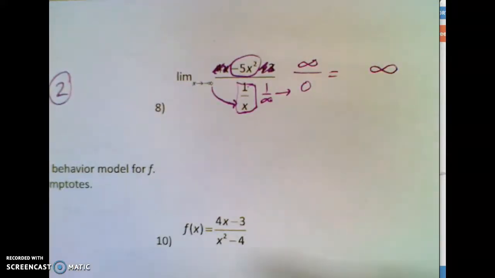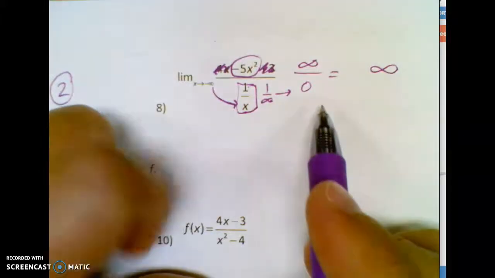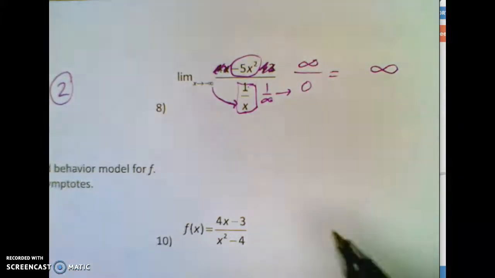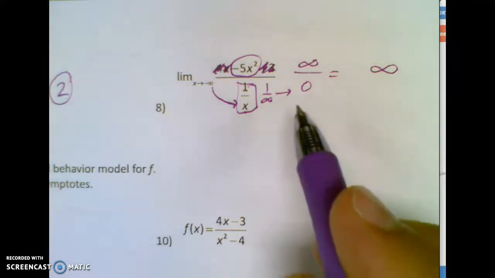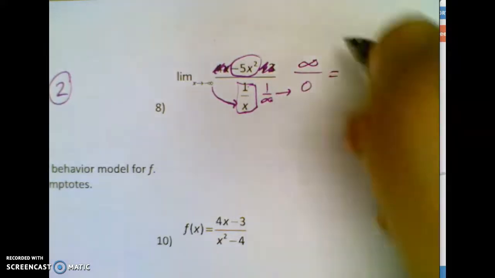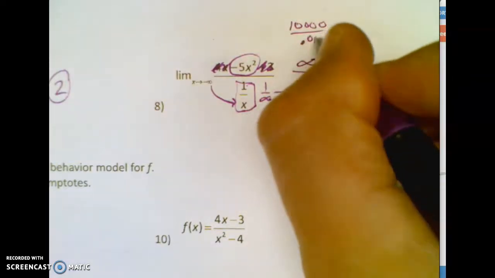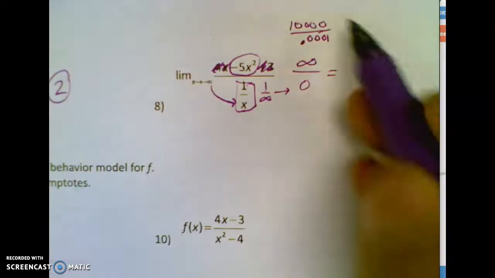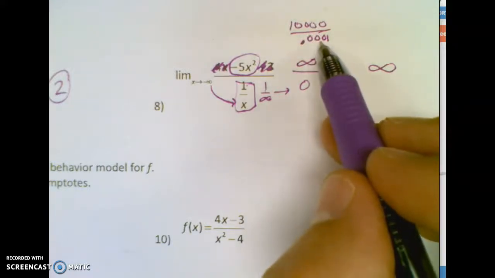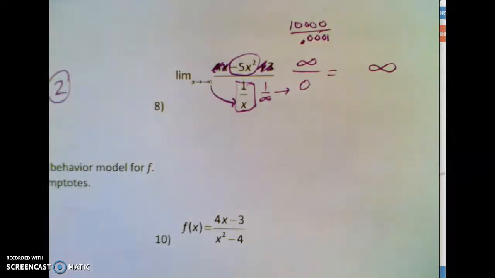But basically, anytime you have 0 on the bottom, you have a vertical asymptote, or it's going to infinity. You have a tiny number on bottom and a big number on top. So if you need help with that idea, this is very conceptual. Imagine taking a big number on top divided by a tiny number on bottom. It gets even bigger. So this one's going towards infinity.